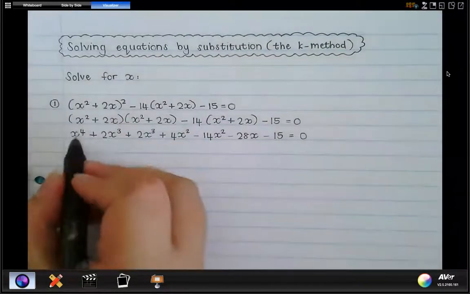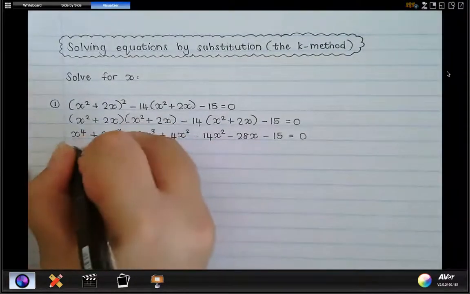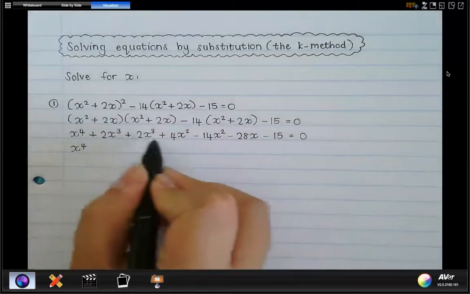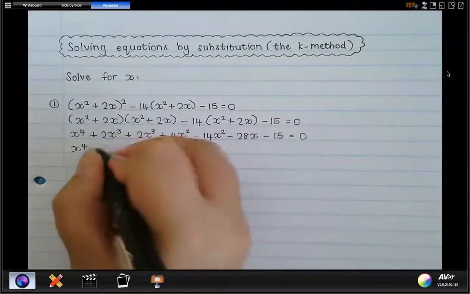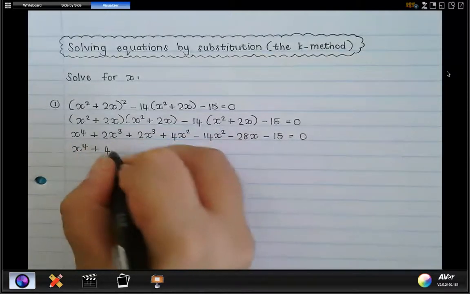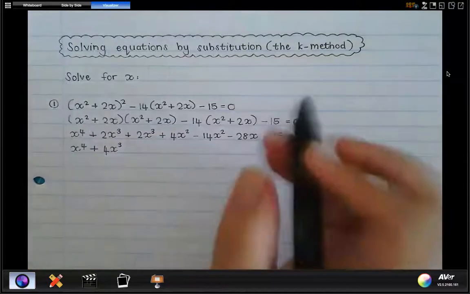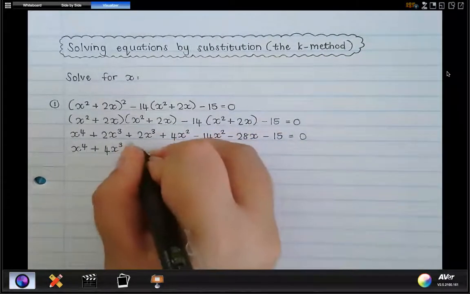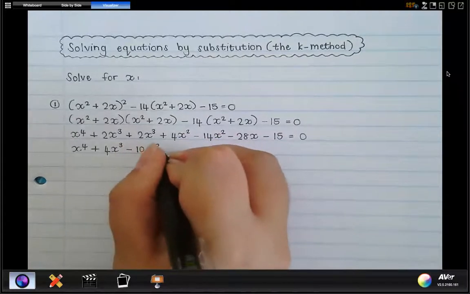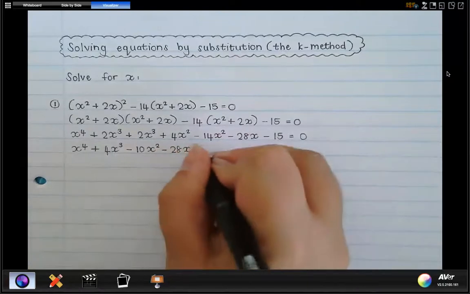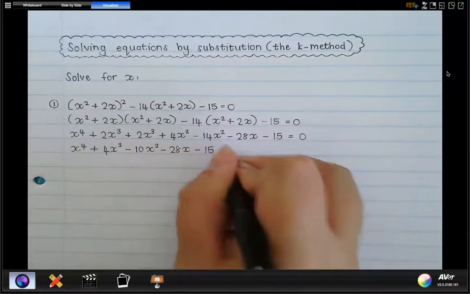Now we would have to simplify this. We have an x to the 4. That's the only x to the 4 that we have. We have two x cubed terms here. If I add those two together, I have 2x cubed plus 2x cubed. That's 4x cubed. Then we have 4x squared minus 14x squared. That's negative 10x squared. We have a negative 28x, and we have a minus 15.